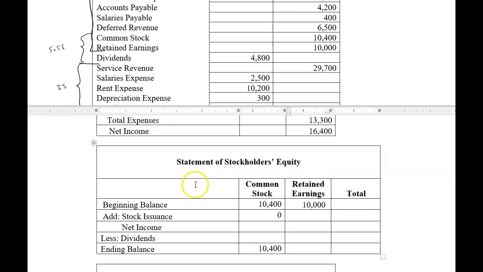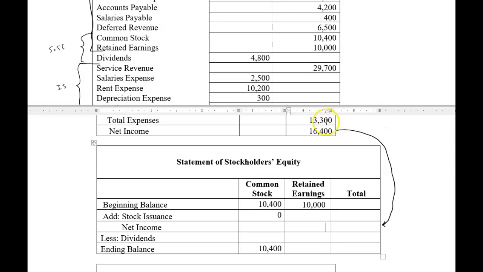Now here's the connection. Notice what we're going to do here. We're going to bring this net income, because we've already summarized revenues and expenses. We don't need to do it again. We're going to bring this net income and we're just going to bring it down to our stockholders' equity statement.